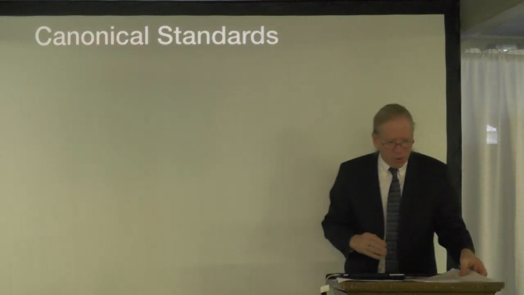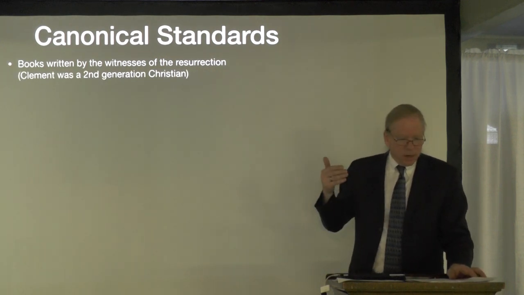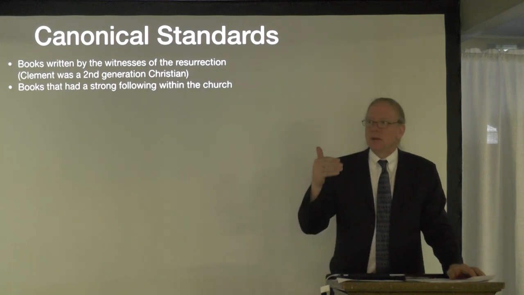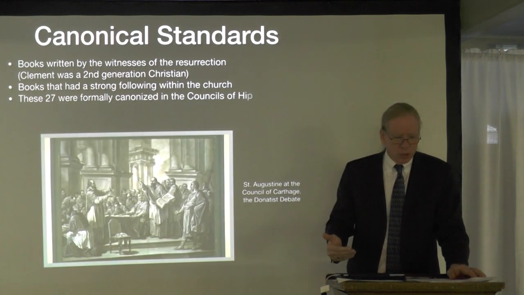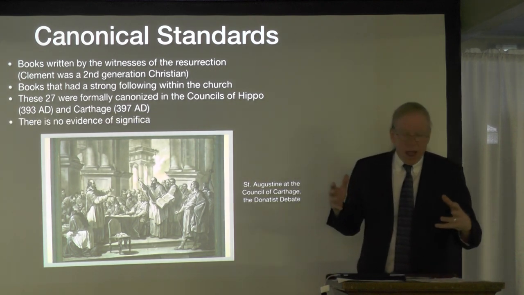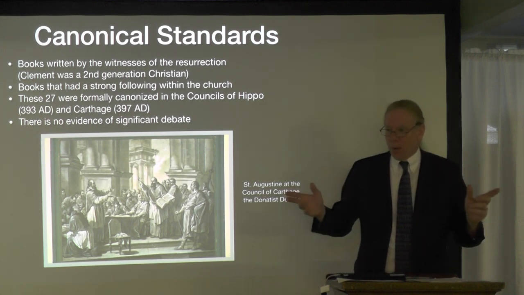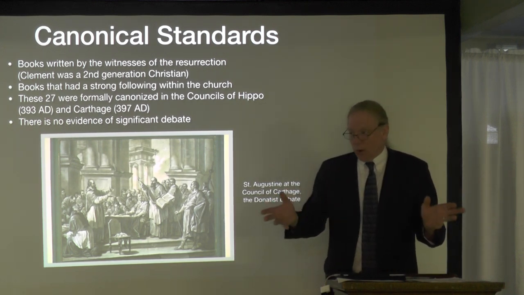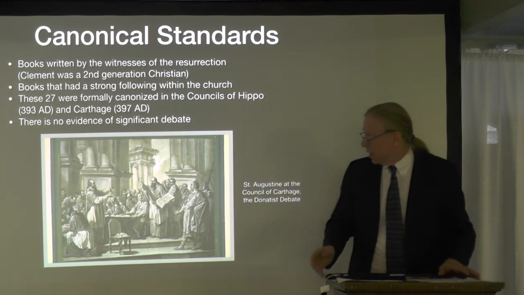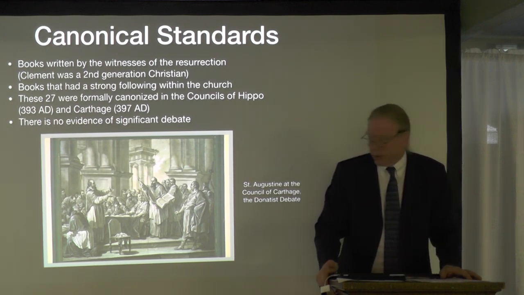The 27 books ultimately were the product of several centuries of prayer and debate by the early church. These 27 books that are in our New Testament had a strong following. And as I mentioned to you, they're formally canonized, even though the 27 books were pretty much established before this. They're formally canonized in the Council of Hippo in 393 AD and the Council of Carthage in 397.